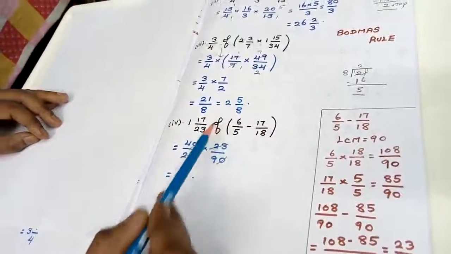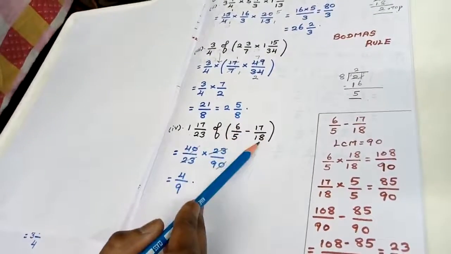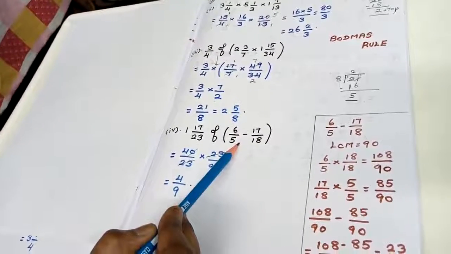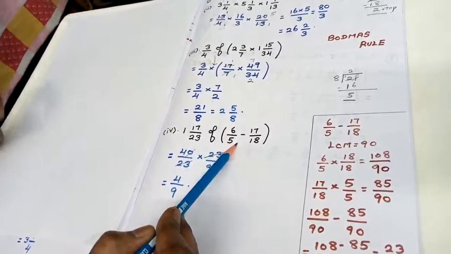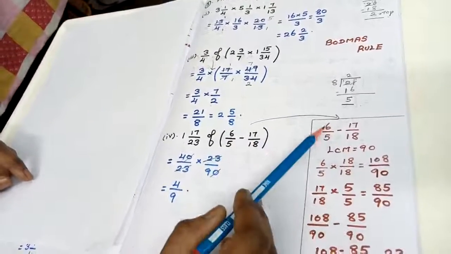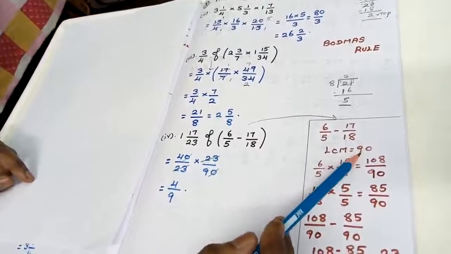So instead of "of", you are going to write it as into. 6 by 5 minus 17 by 18 is inside the bracket. What is the rule? BODMAS, bracket, of. Inside the bracket, you are going to solve the value first. What I am doing here is just I am bringing it to the rough work. 6 by 5 minus 17 by 18. Take LCM here, students. I am getting it as 90.